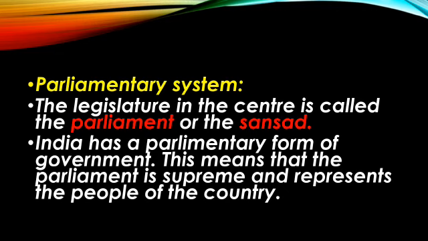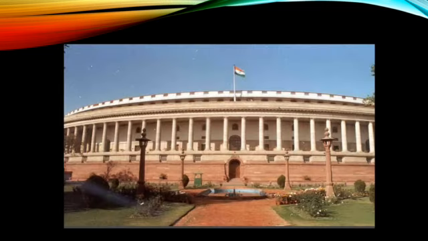Next is the parliamentary system. The legislature at the center is called the Parliament or the Sansad. India has a parliamentary form of government. This means that Parliament is supreme and represents the people of the country. Our constitution guarantees universal suffrage for all citizens. That is, the people of India have a direct role in electing their representatives. These representatives are accountable to the people. See, dear children, this is the parliament house of a country.